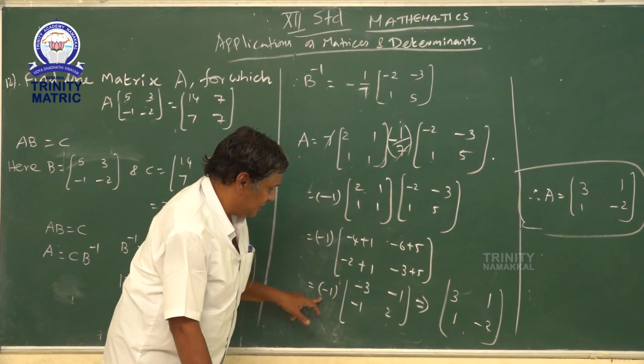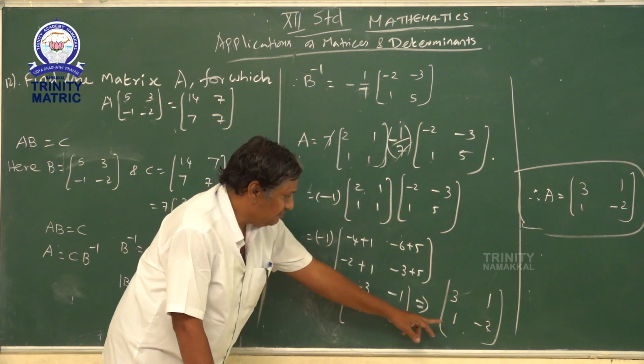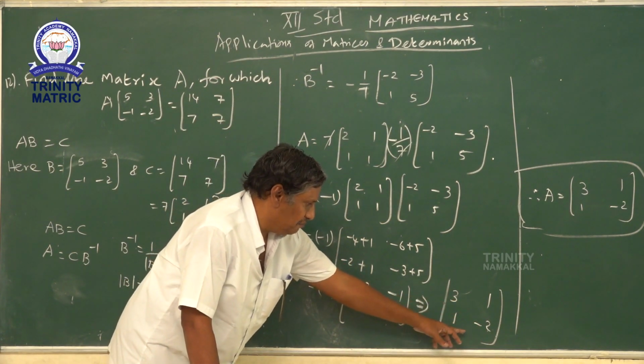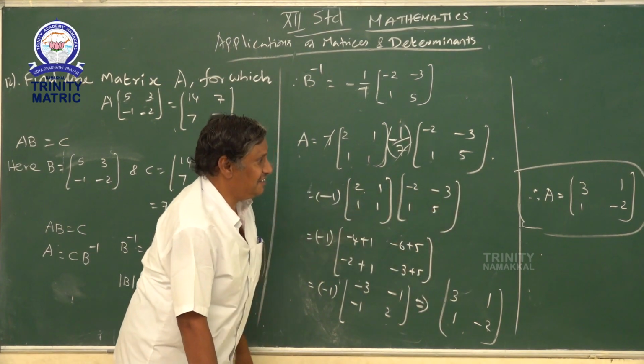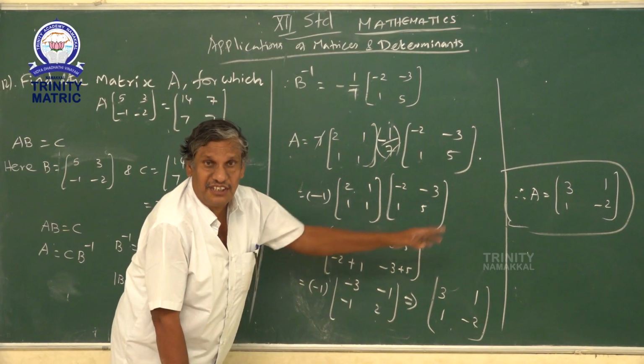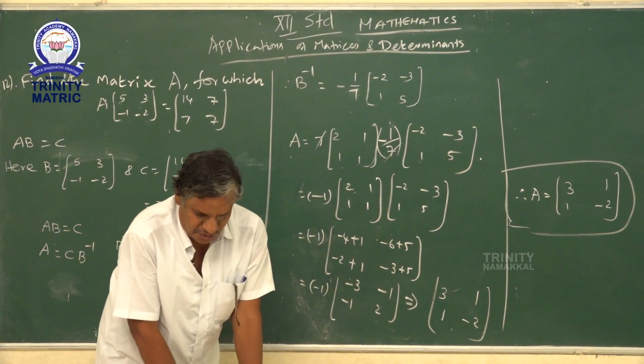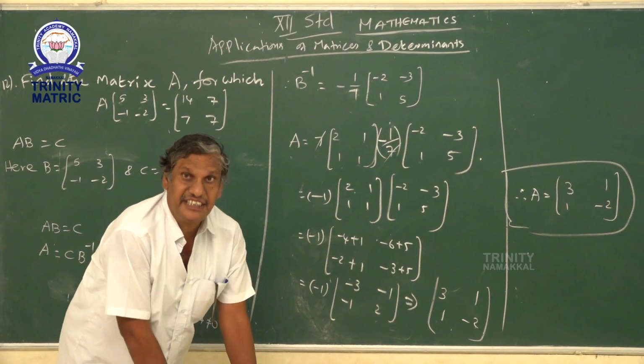Take minus 1 inside, so negative will become positive and positive will become negative. That is [3, 1; 1, -2]. So this is nothing but A: [3, 1; 1, -2]. Got it, my dear? I hope that you will do it easily. Like that, one more sum with the same model I will teach now.